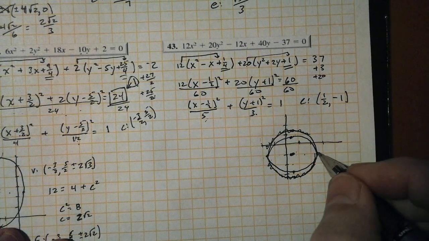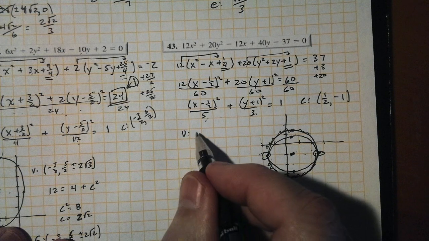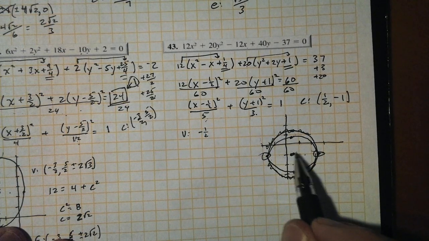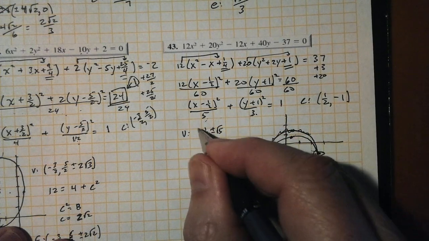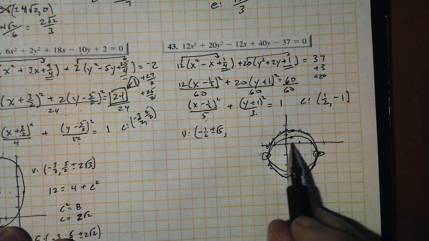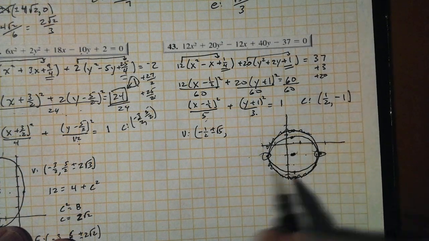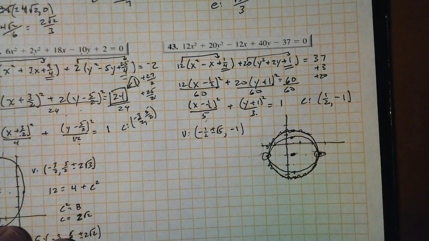So here's our vertices here and here. To get to the vertices, I went to the left 1/2, but then I went left again, square root of 5, plus or minus square root of 5, right and left. I went to the right 1/2, excuse me, right and left, square root of 5. And then I stayed down 1.